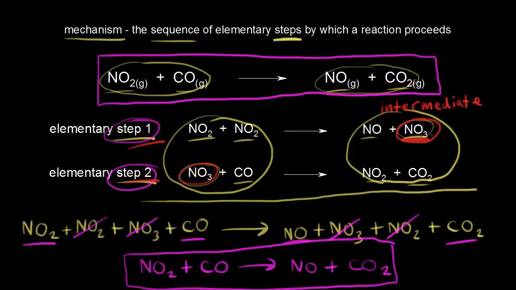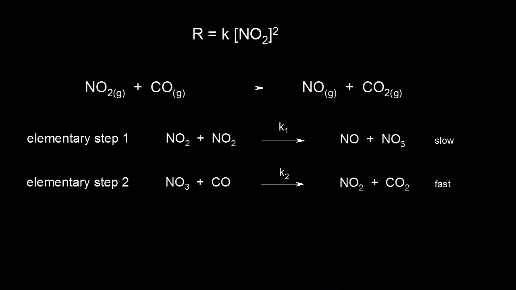So the intermediate is not a reactant, it's not a product. It's something that we can detect sometimes, and this helps us figure out mechanisms. So if you're able to detect a certain intermediate, that helps you figure out possible mechanisms for reactions. A possible mechanism must also be consistent with the experimental rate law for the overall reaction.